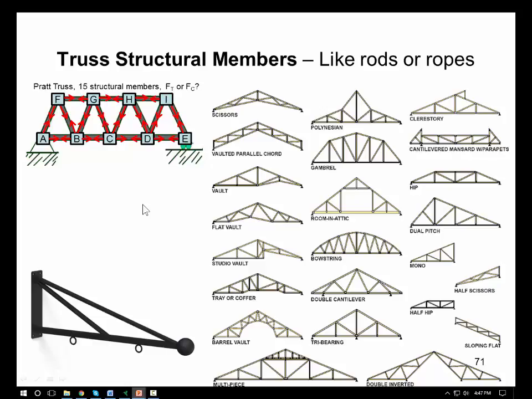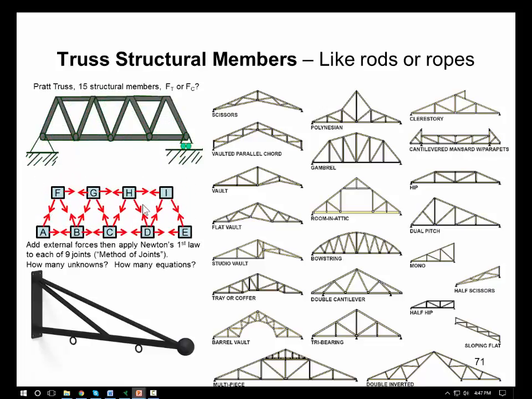It turns out if that internal force is actually compression rather than tension, that just means our sign is going to be negative. So what we do is we take a look at these several free body diagrams, and of course for each free body diagram we have an equation that sums up the forces in the x direction and the y direction.